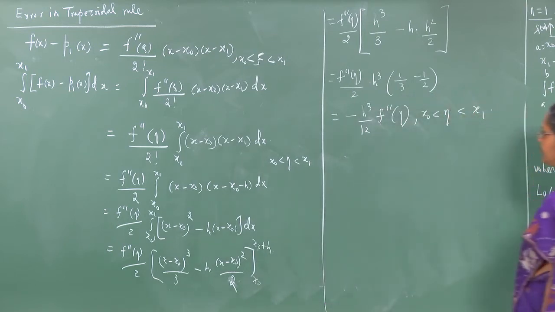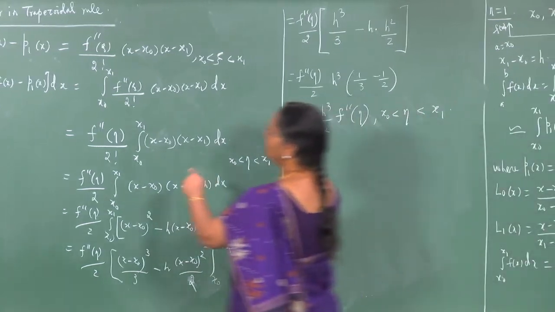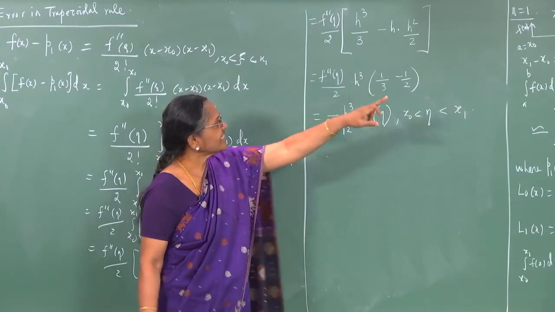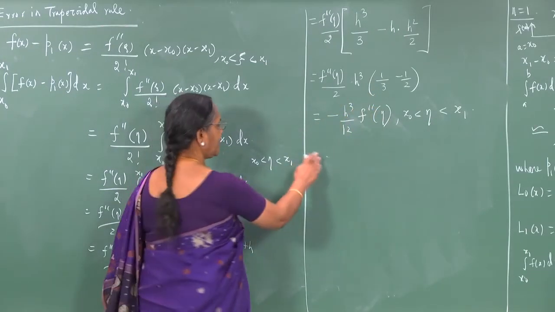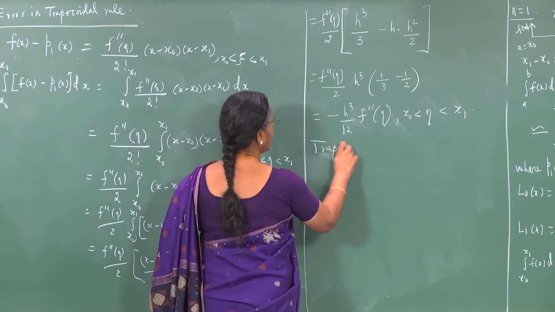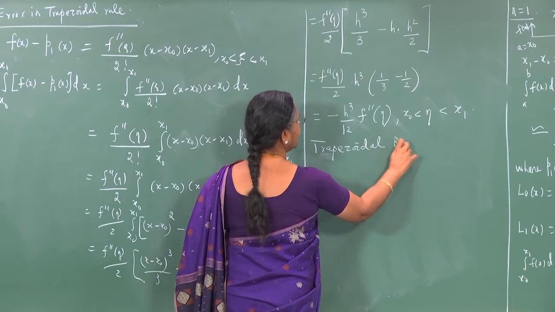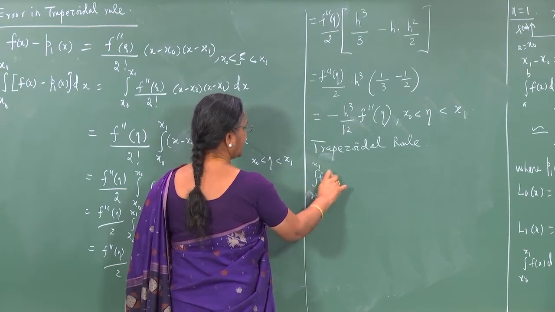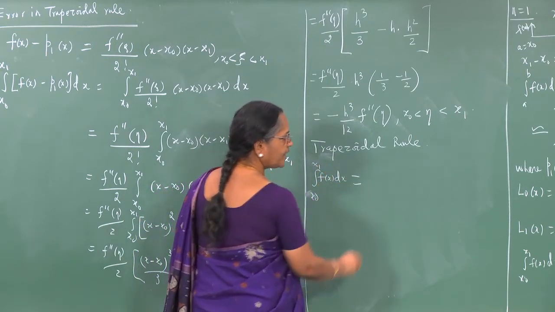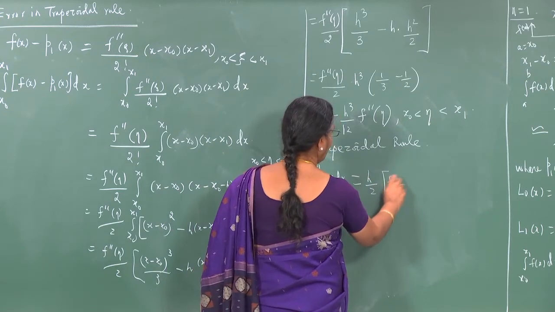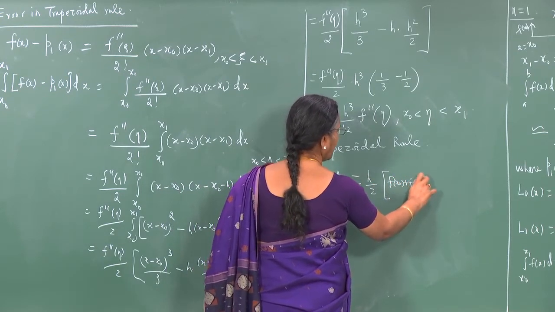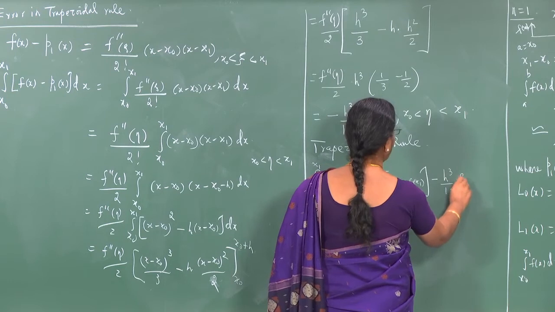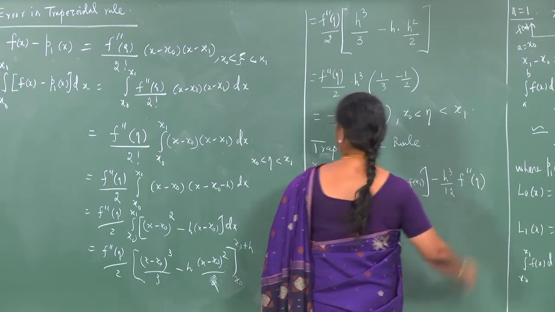So, error in trapezoidal rule is this, where h is the step size, namely the width of the interval. So, you now can write down the trapezoidal rule as, if you want integral x0 to x1 f of x dx, then it is h by 2 into f at x0 plus f at x1 plus the error, namely minus h cubed by 12 into the second derivative at eta.